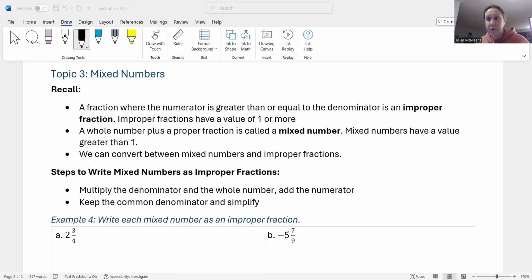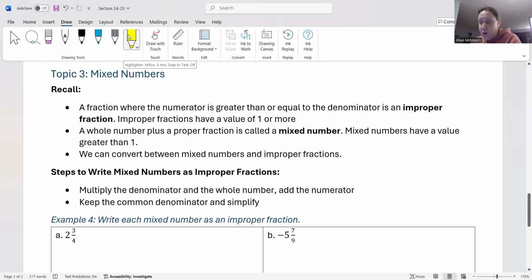For the last part of this worksheet, we're going to revisit the idea of mixed numbers. We talked about mixed numbers at the very beginning of this chapter, and then we haven't really dealt with them again, but we're going to have a whole section of them. The last section of this chapter is all about mixed numbers, so we need to bring them back to the surface. So we need to go back and review a couple of things.